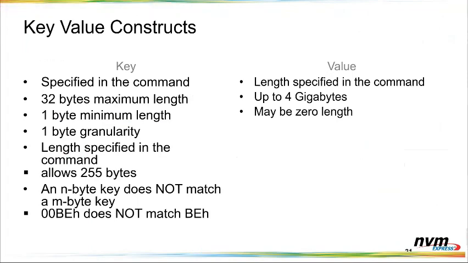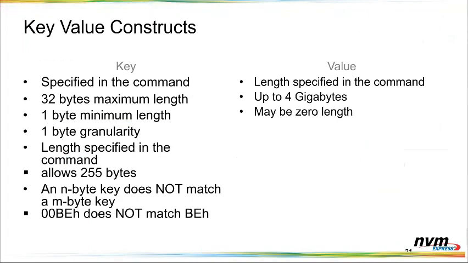Next, I'd like to talk about the constructs that we have. So the key is specified in the command. It is a 32-byte maximum length. It is a 1-byte minimum length and 1-byte granularity. So you can have a 1-byte key, a 2-byte key, a 26-byte key. You cannot have a 9-bit key. So the length of the key is specified in the command, so you know how much of that key to use.